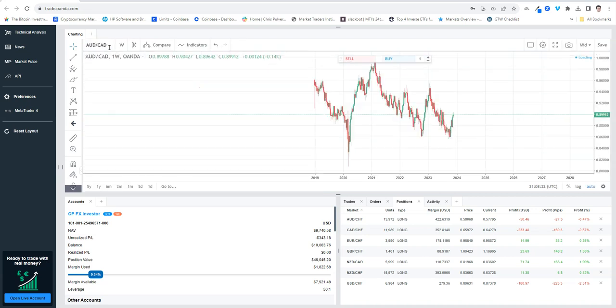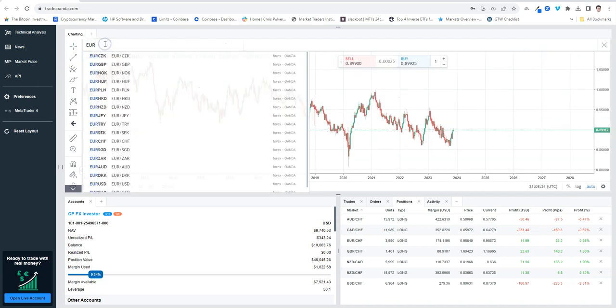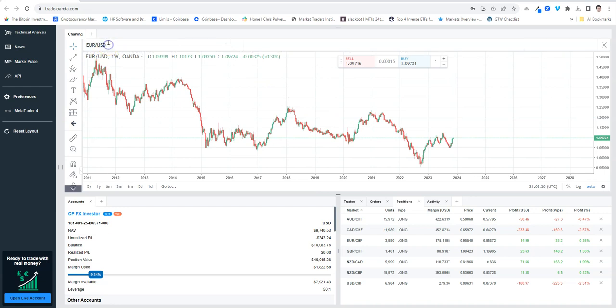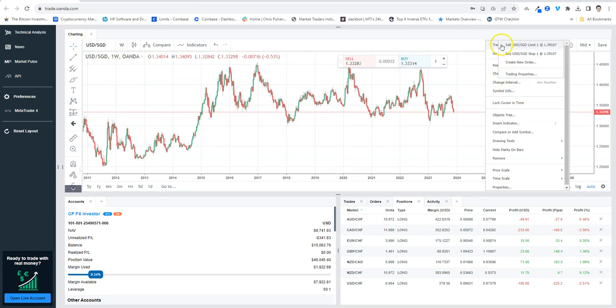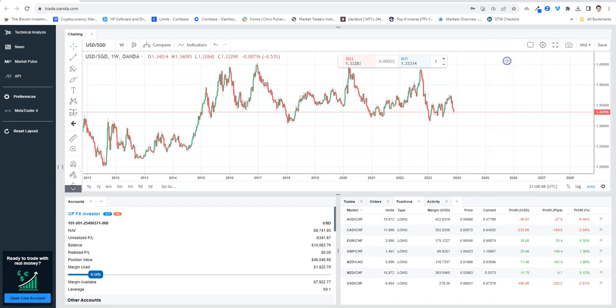So Aussie CAD. I can type in euro dollar. I can type in that dollar sing I mentioned earlier, right? And the charts pop up. I can go quickly between time frames, the daily, the weekly, the monthly. If I wanted to trade on here, it's really easy. I right click, I go to trading, and I go to new order.